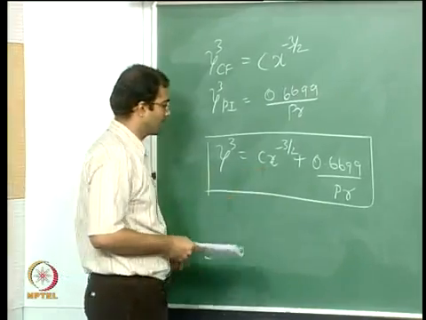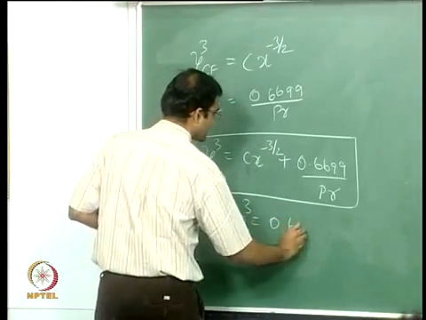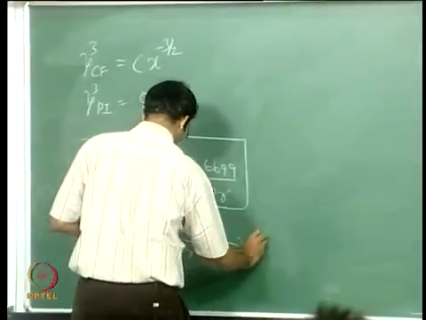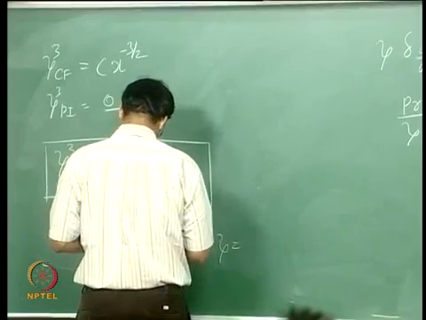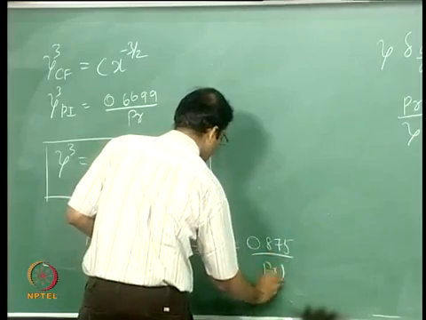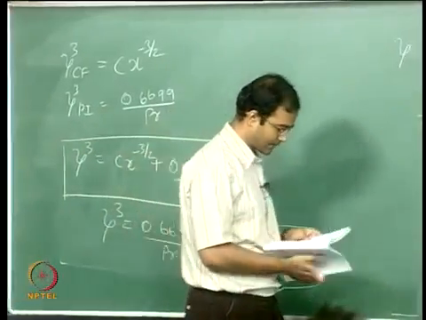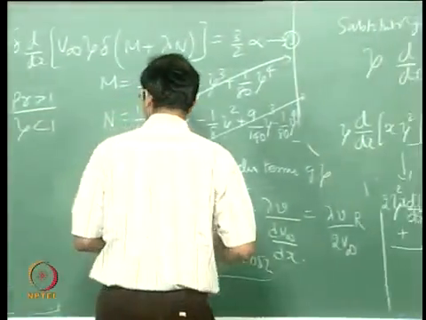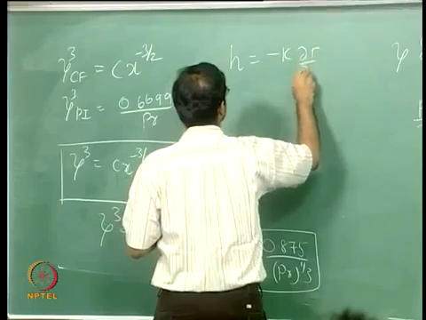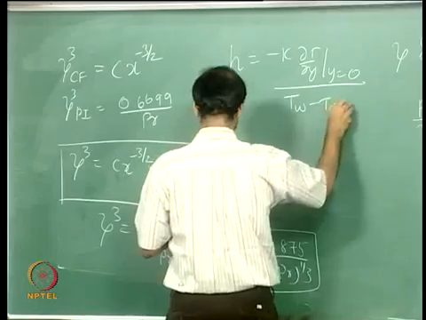So in our case, directly the solution will be zeta cube equals 0.6699 by Pr, or zeta equals 0.875 by Pr to the power 1/3. Once you have found zeta, the entire problem is almost solved, because to get the heat transfer coefficient h, it is minus k dT by dy at y equal to 0, divided by T wall minus T infinity.